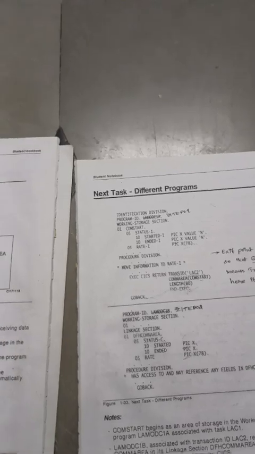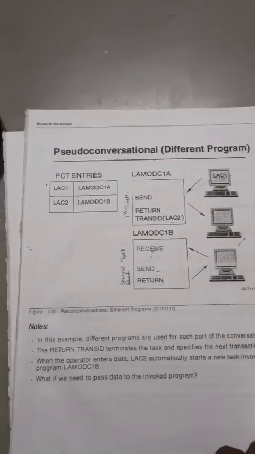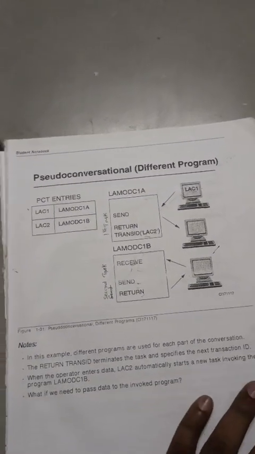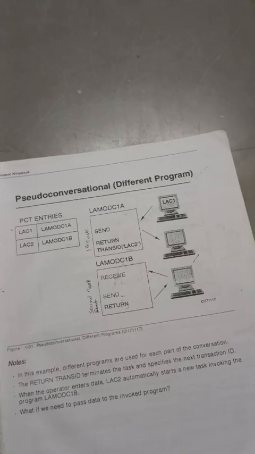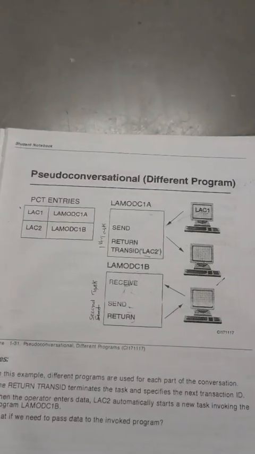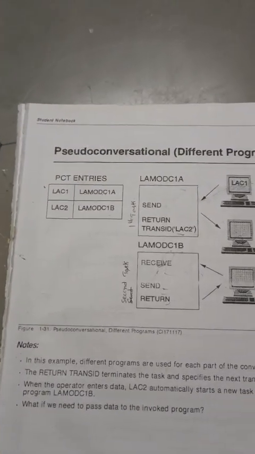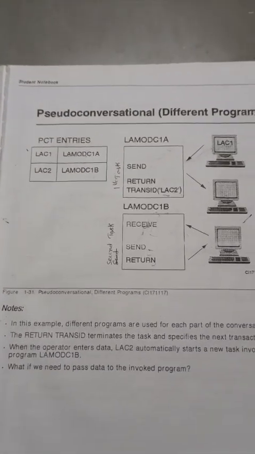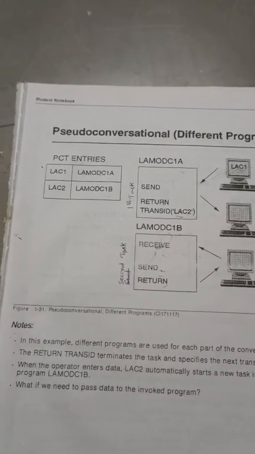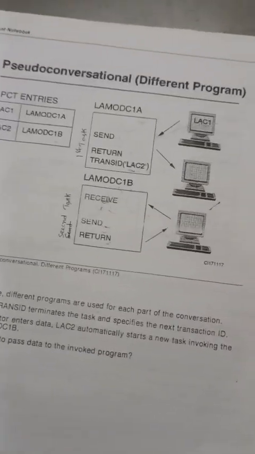This command is only for passing the data in the pseudo conversation for different programs. Whenever you are going to initiate the task from a transaction ID, from main program to sub program, with two different programs. What will happen if I am going to call the same transaction ID in the same program?